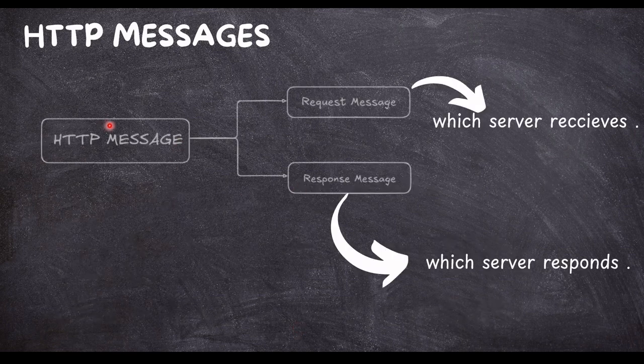Our HTTP messages are of two types. One is a request message, which the server receives. These request messages are sent by the client to the server, and the other kind of HTTP message is the response message, which the server responds with, or the client receives. So the client first sends a message and then receives a response. Very simple thing. Let's move forward.